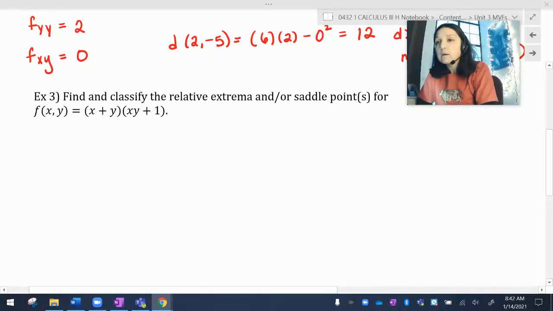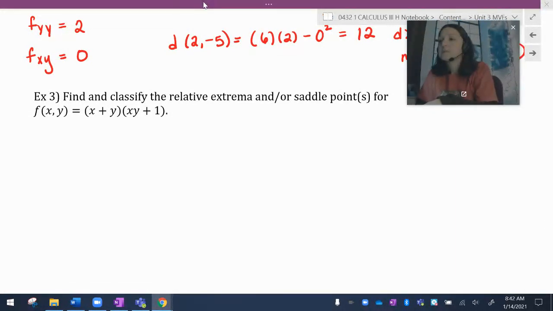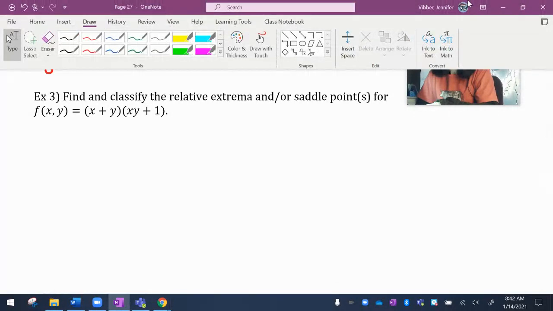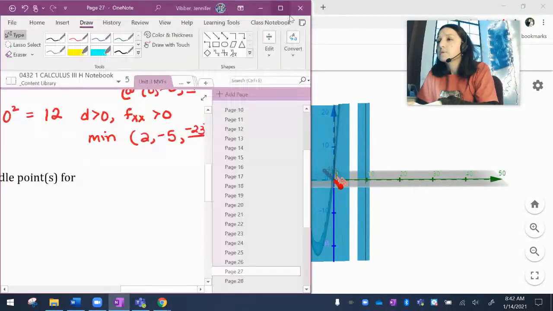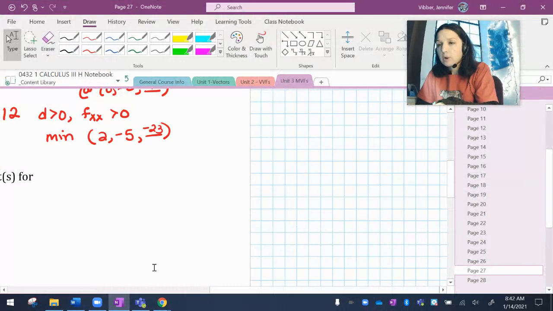I have, whoa, what did I just do? I moved things and now I can't see my mouse anymore. Guys, this year, it's killing me. Just killing me. There we go.